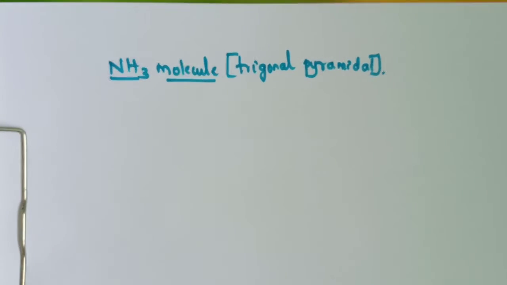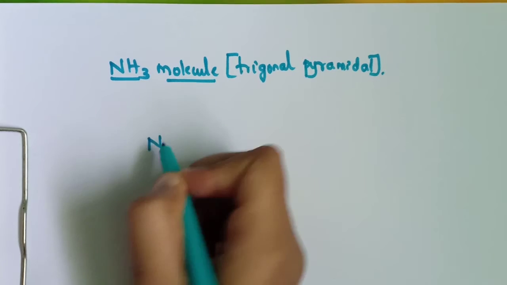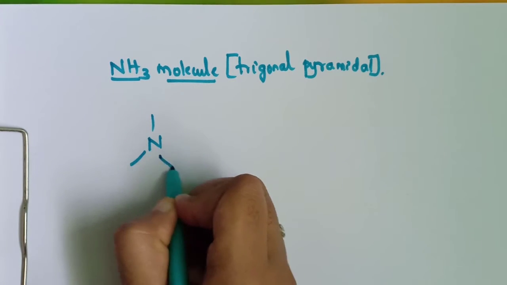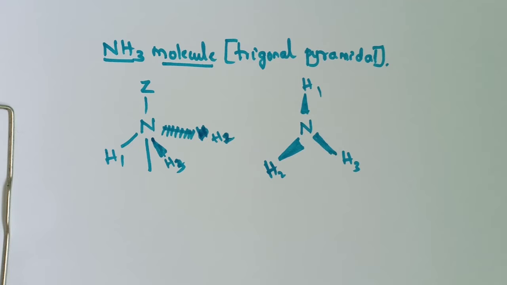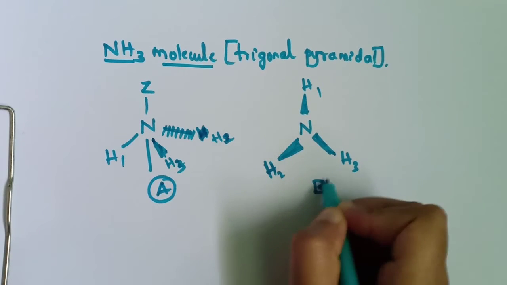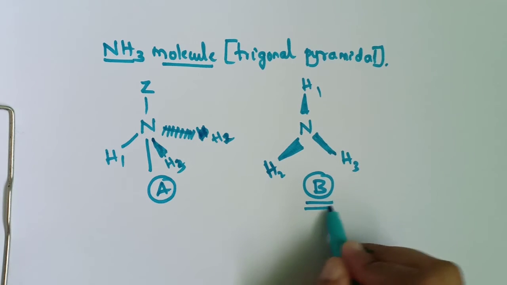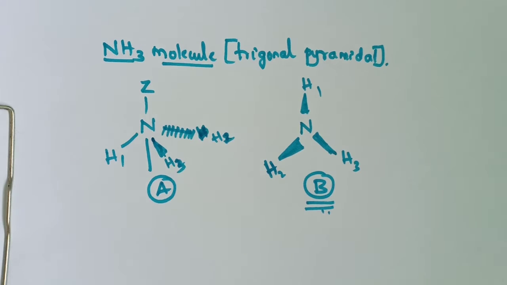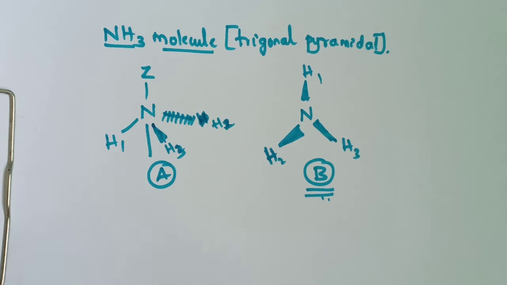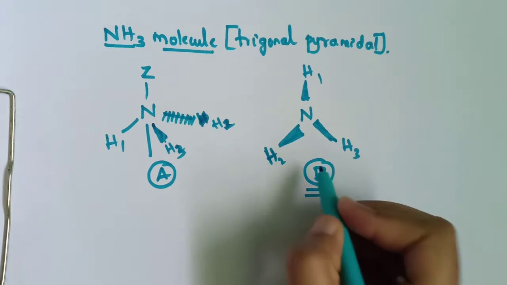So the NH3 molecule can be represented by two configurations. See, here is the N. Here is the A configuration and here is the B configuration. For convenience, we can take this structure. To carry out any operation, we should have an idea about the shapes of the molecules. So for the NH3 molecule, we will take this second, B structure, as an example.